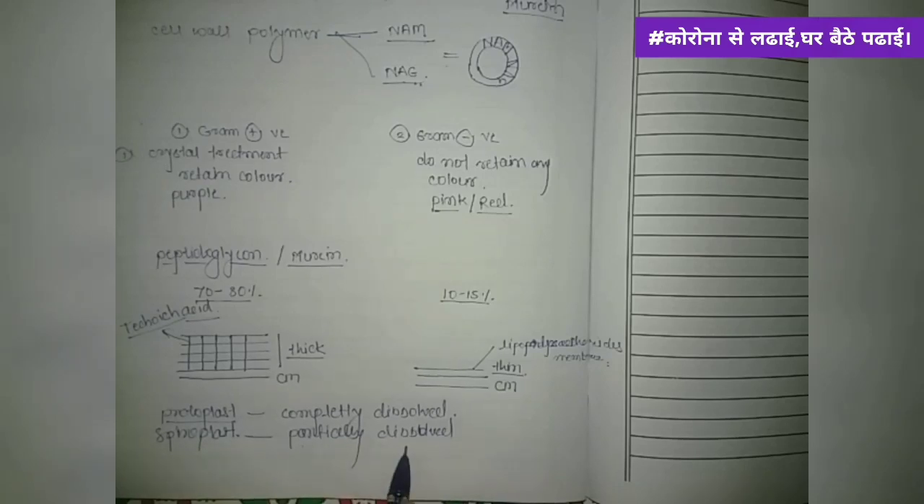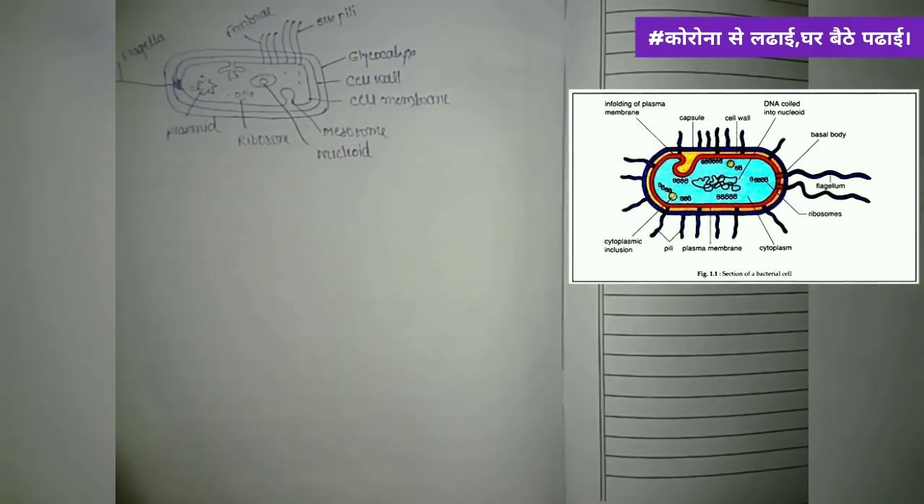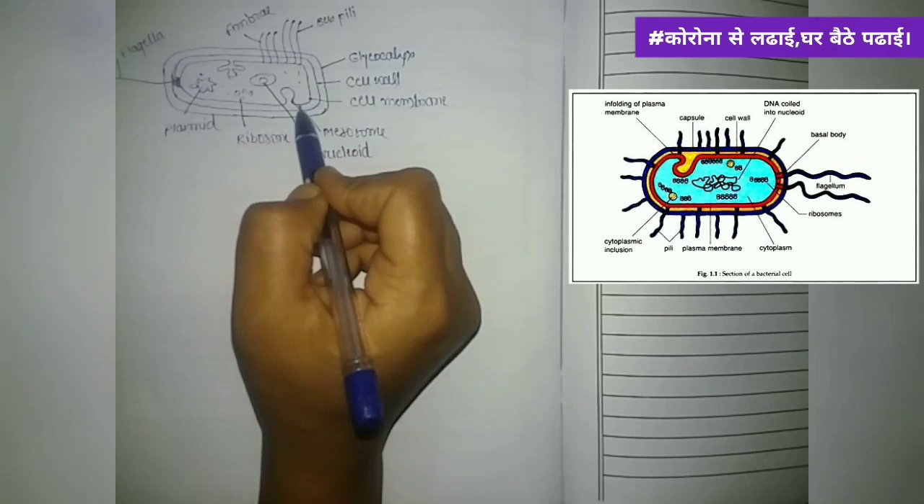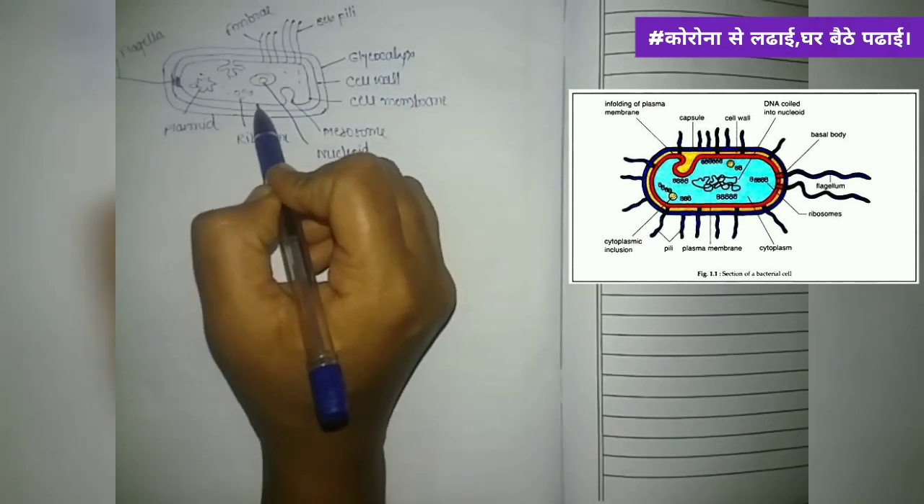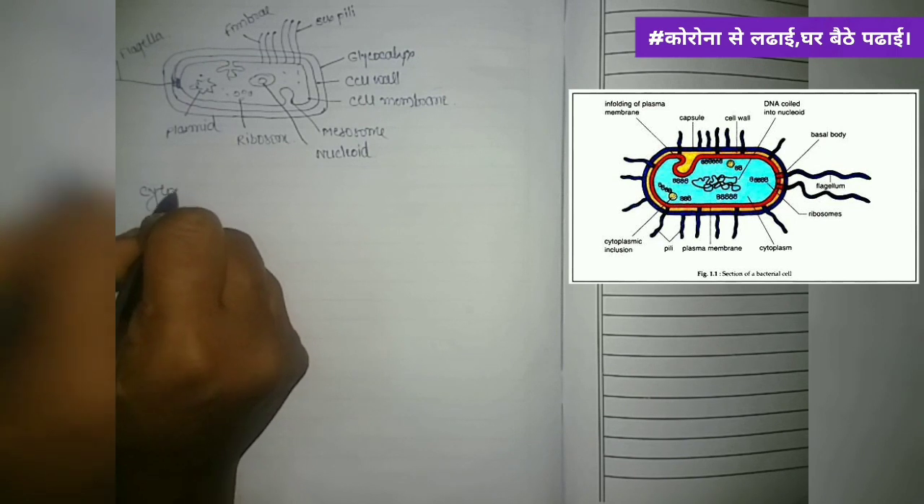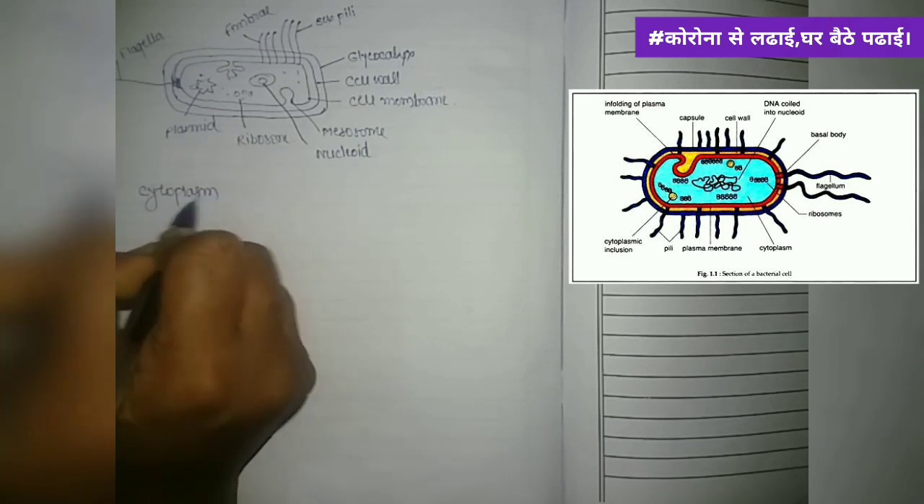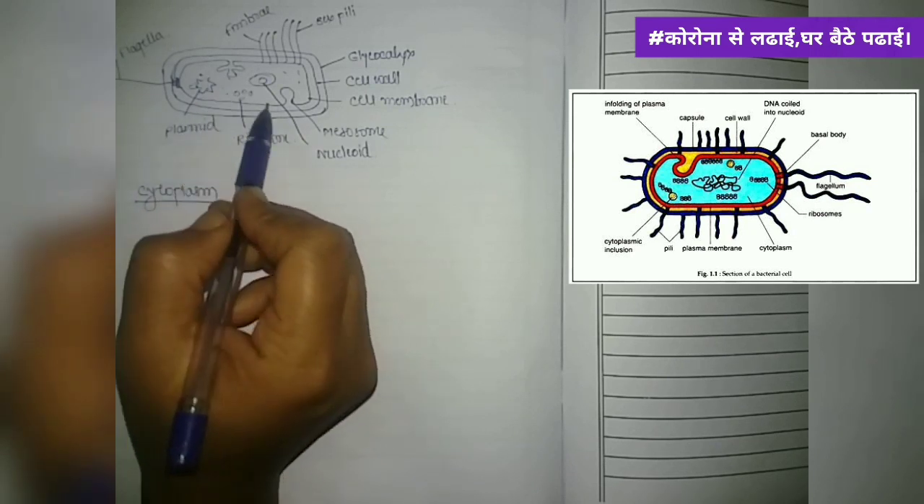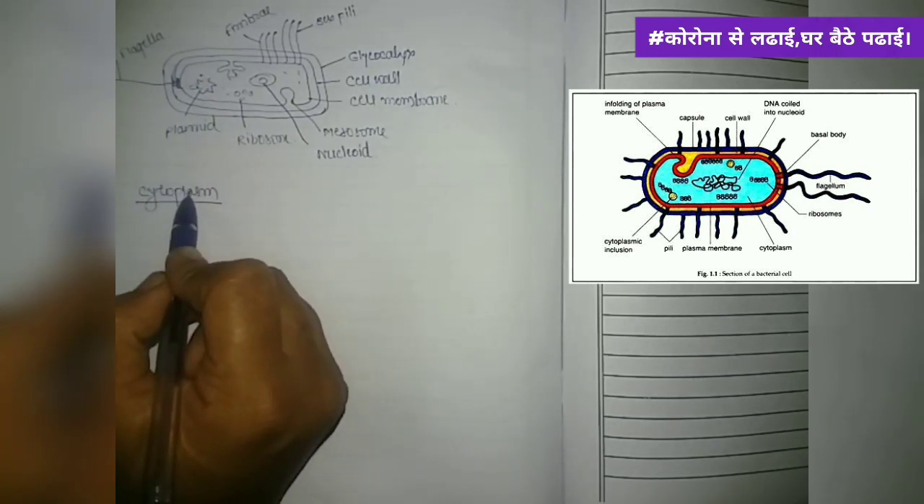A bacterial cell whose cell wall is partially dissolved is known as a spheroplast. Let's see the internal material. First of all, the internal material of the bacterial cells is known as the cytoplasm.